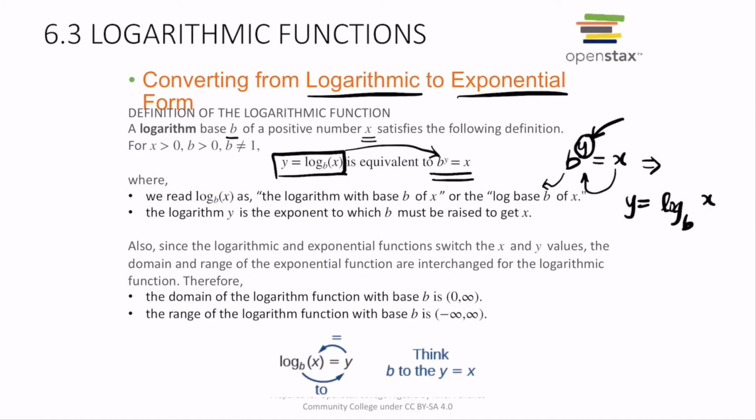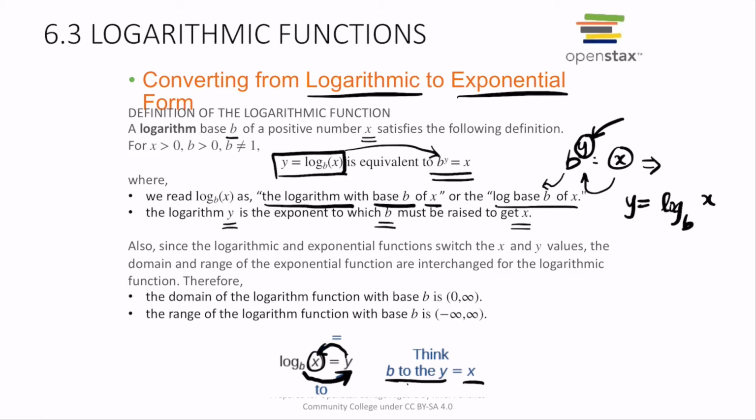We call this the logarithm with base b of x, or log base b of x. So the logarithm y here is the exponent to which b must be raised to get x. Basically a logarithm is finding that y value in such a way that you end up getting the value of x. One way of thinking about this is that b to the y equals x. So b to the power y becomes x, and if you want to find the y value, y becomes log base b of x.